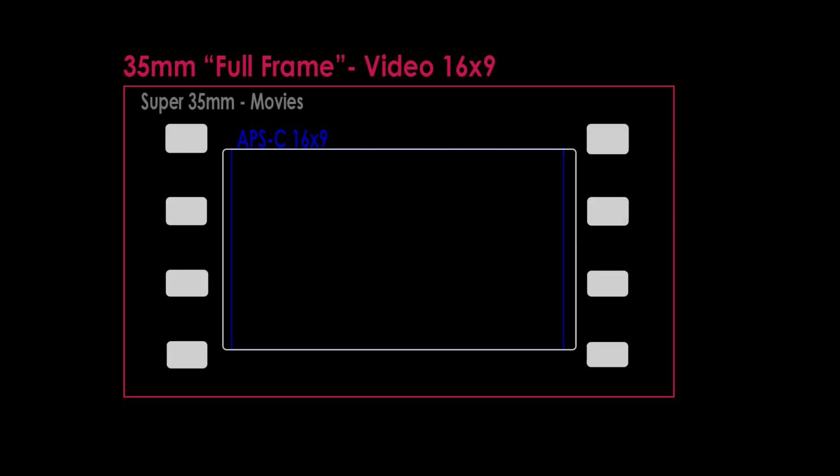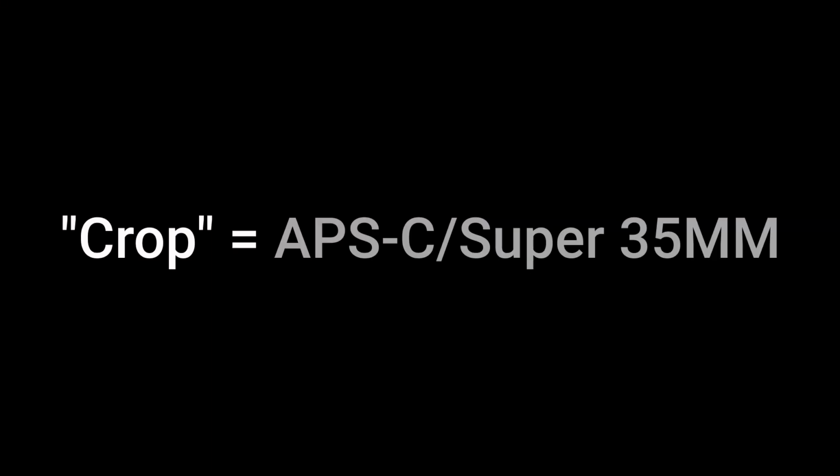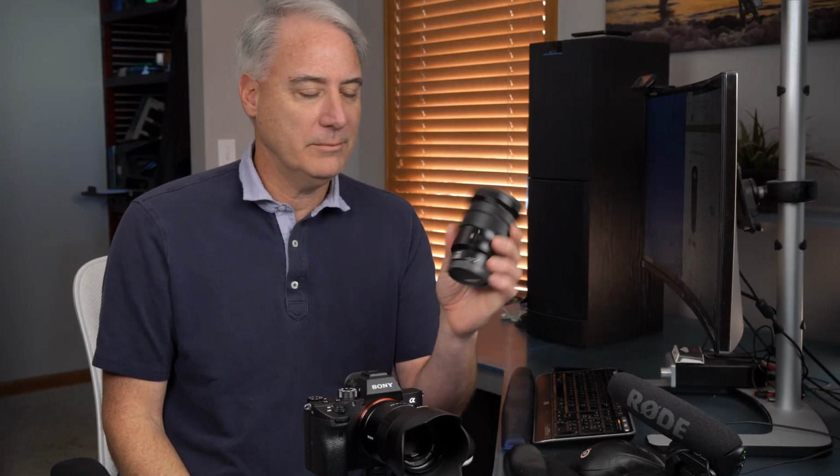And if we look at Super 35 movies, you can see that the blue box and what we see here on the film strip, they're both very similar. And that's why they say APS-C/Super 35. I think for the remainder of this course, I'm just going to say crop instead of saying APS-C/Super 35. Where I think some of the confusion comes is with the lenses.